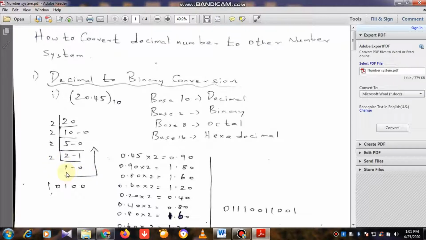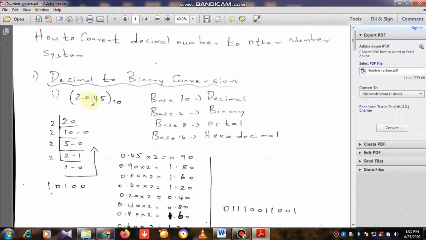From this, I stop my division. Why? Because 1 is lesser than 2, so I have to stop here. And I have to write the binary number for this corresponding 20 from bottom to top. So 10100 is the binary representation for the given number 20.